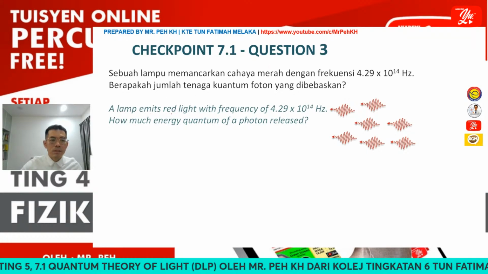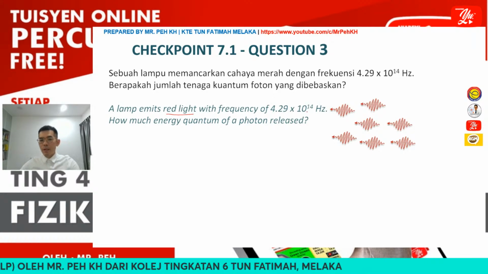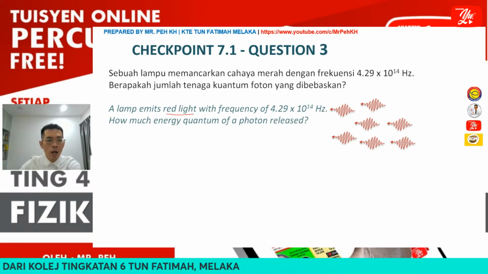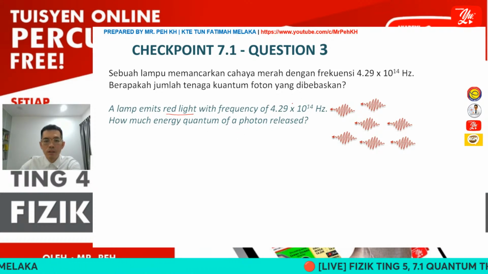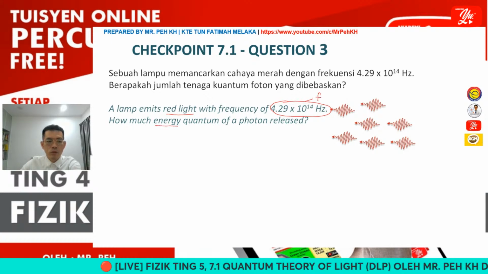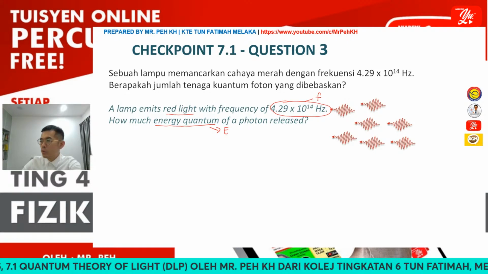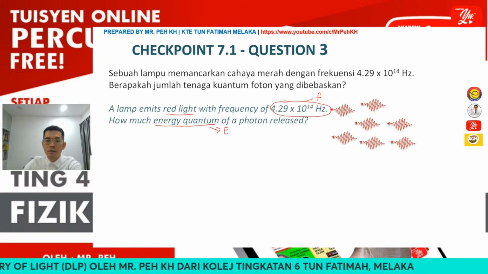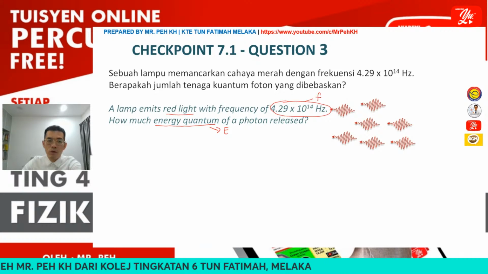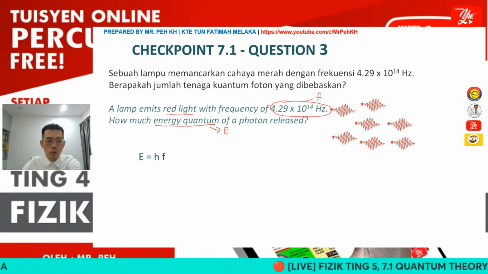A lamp emits red light with frequency 4.29 times 10 power 14 hertz. So how much energy quantum of the photon is released? Okay, so here frequency uses the symbol F. Then the question asks you about the energy of the quantum, so we use the symbol E. Okay, so you have to select the correct equation for substitution of these values. So the equation we are going to use will be E equals HF.